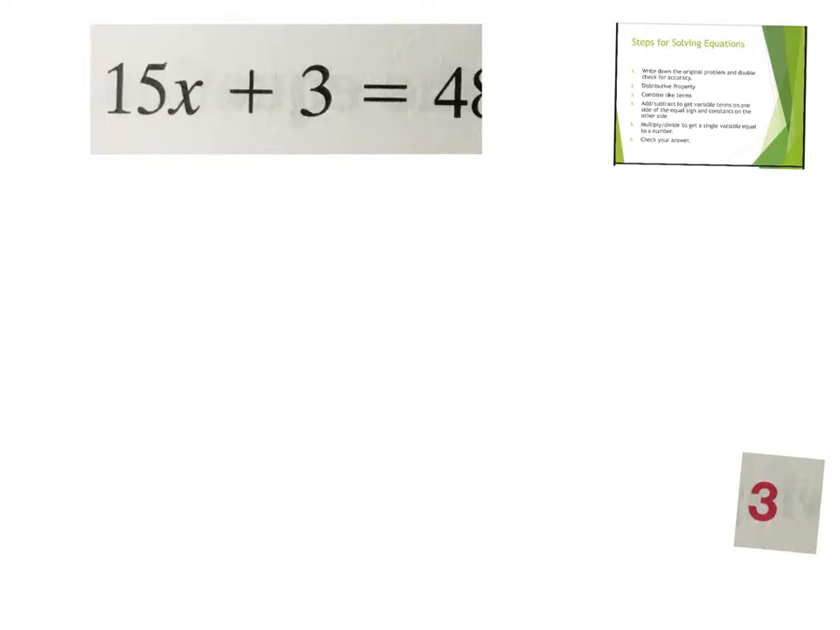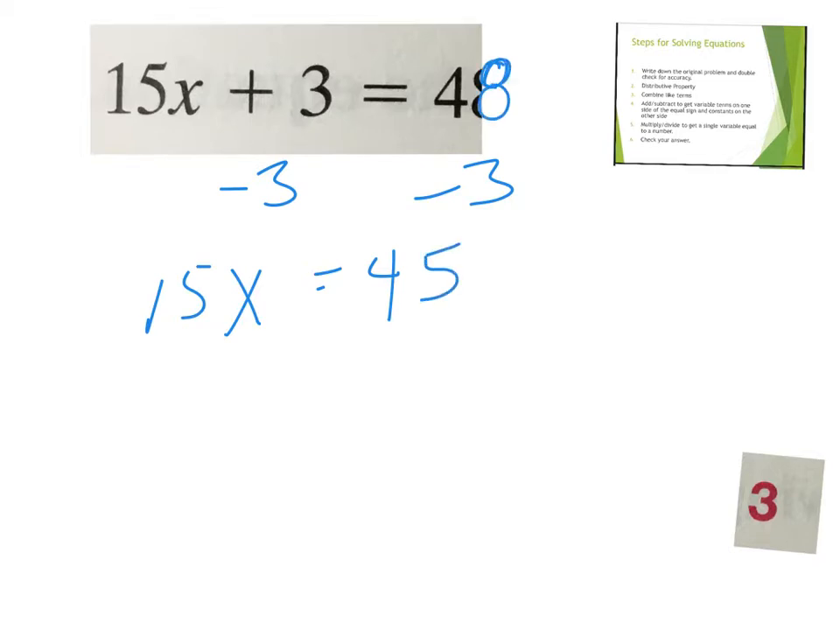So we've got 15x plus 3 equals 48. Looking at our steps, did you write it down correctly? You can see there's no distributive property and no like terms to combine. So we're going to move on to the add and subtract phase. Subtract 3 from both sides. That gives me 15x equals 45, 48 minus 3. There's nothing else to add or subtract, so I'm down to the multiply and divide phase. Divide off that 15 from both sides. So x equals 3.